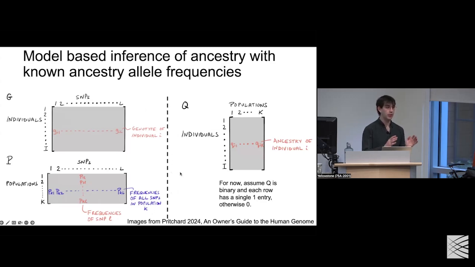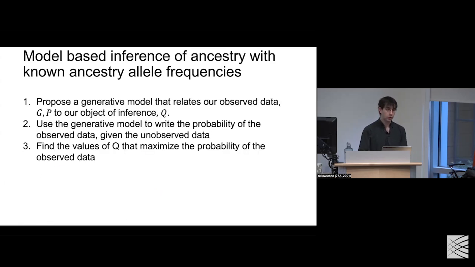The things on the left of the dashed line are the data that we're assuming that we've observed and have access to. So we can load G and P directly into memory in our computer and mess around with them. But Q is what we want to find out. This is our unobserved variable that we want to do inference on. And so the first step in our inference strategy is to propose a generative model that relates our observed data to our object of inference. And so in words, this is going to be relate our genotype and allele frequencies to the unobserved ancestry proportions that we want to infer.